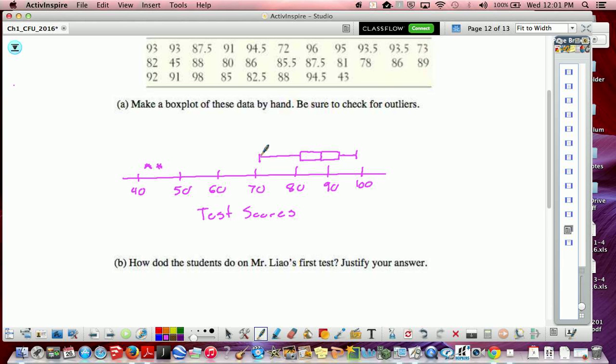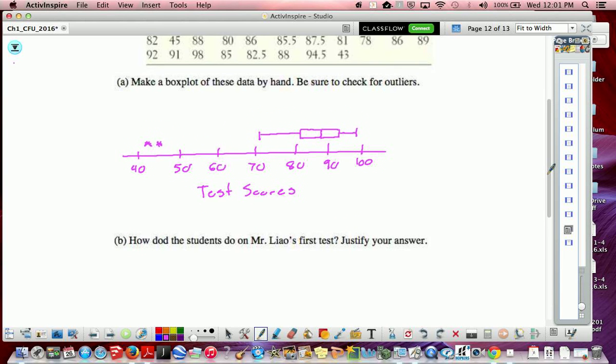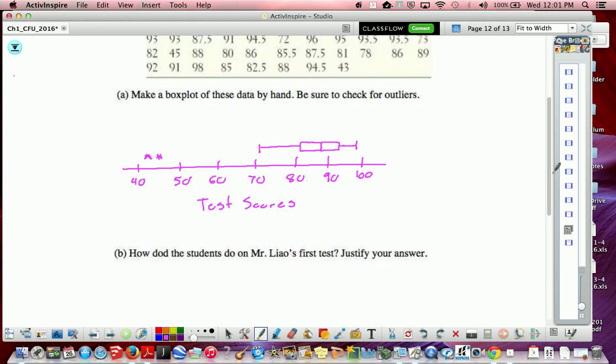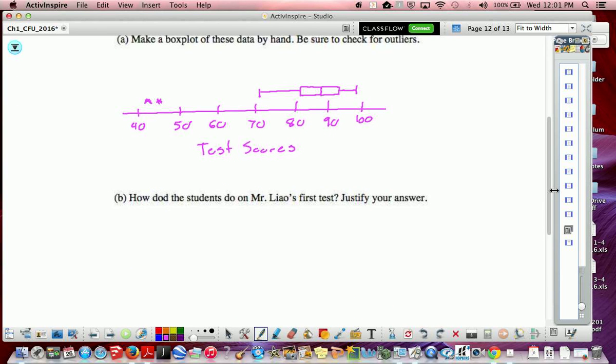Okay? So B says, how do the students do on the first test? Oh, this is kind of funny because it says Mrs. and Mr. So I apologize that I'm changing gender of our teachers. Justify your answers. So if we take a look at it, most students are doing well. Look at this, almost all but 2 got basically a C- or higher, okay? So we want to kind of note about that.